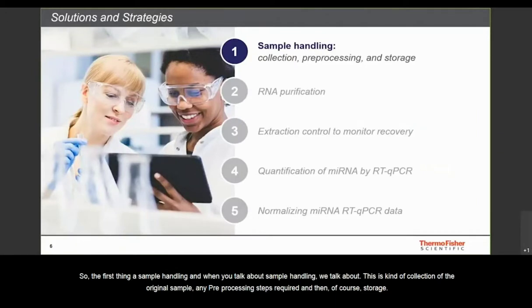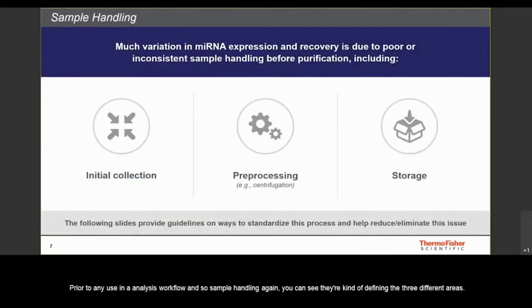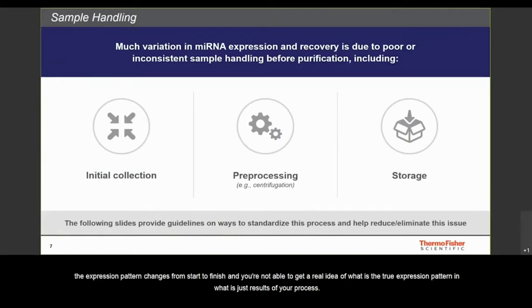When you talk about sample handling, this is collection of the original sample, any pre-processing steps required, and then, of course, storage prior to any use in an analysis workflow. Here you can see they're defined into three different areas. A lot of variation in microRNA expression can be due to collection, pre-processing, and storage, affecting recovery. For example, if you don't store a sample properly, the expression pattern changes from start to finish and you're not able to get a real idea of what is the true expression pattern and what is just a result of your process.